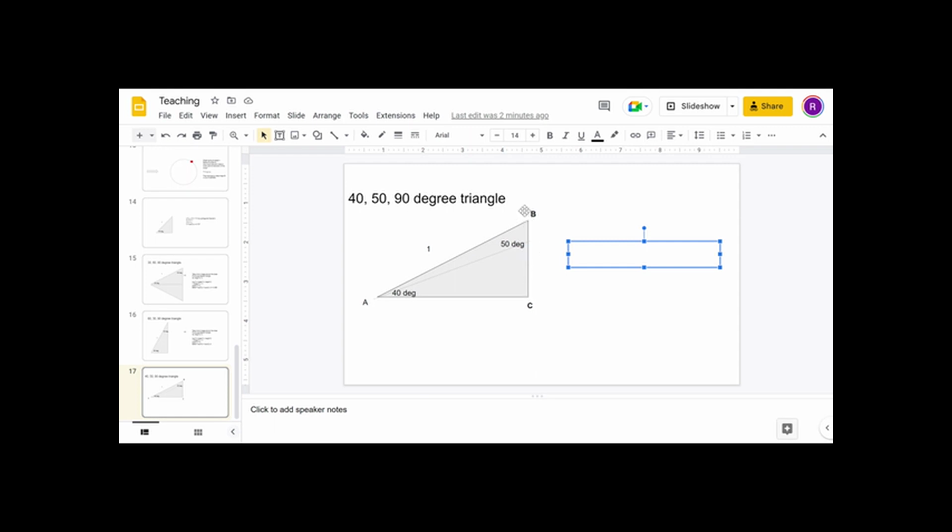Its opposite length of side will increase as angle A increases. Just repeat that again. Yeah, so as the angle A increases, this BC will increase. Correct. Okay.